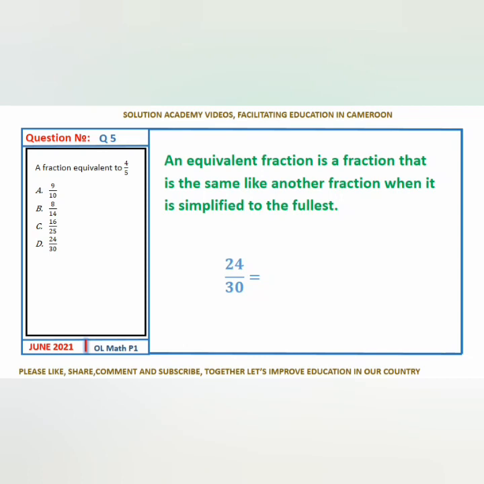So let me show you how it comes to be equivalent. If we divide 24 and 30 by 2, we're going to have 12 on 15. And if we divide 12 on 15 by 3, we're going to have 4/5. And you see it matches with the question. So the correct answer to this question is D.